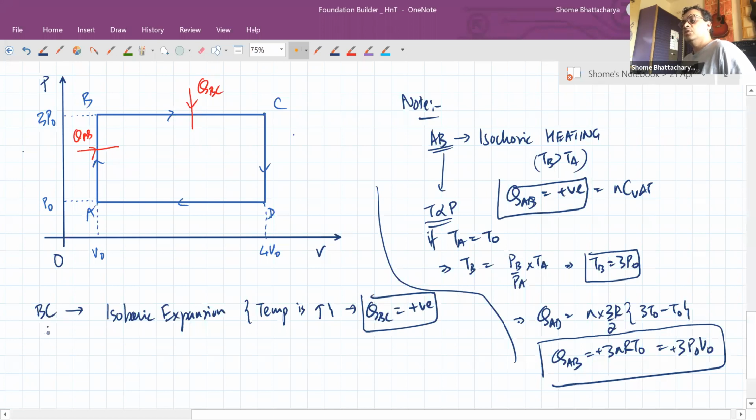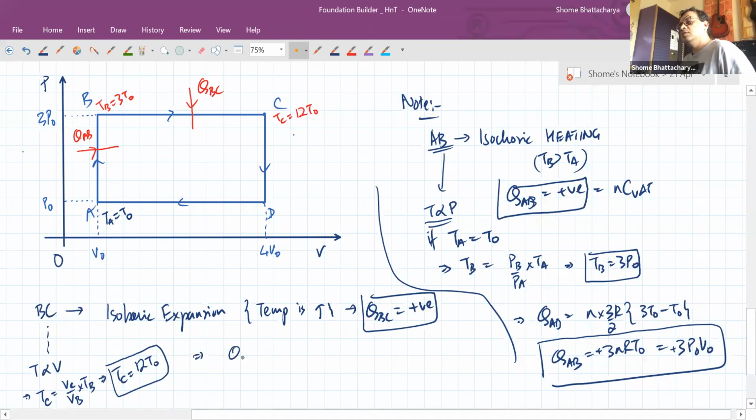Okay. So during BC, what is happening? That temperature is proportional to volume. So that means temperature at C will be the ratio of these volumes times temperature at B. So temperature at C will become 4 into 3, 12 T naught. So the temperature at A was T naught. Then we are learning that the temperature at B is becoming 3 T naught, and the temperature at C is becoming 12 T naught.